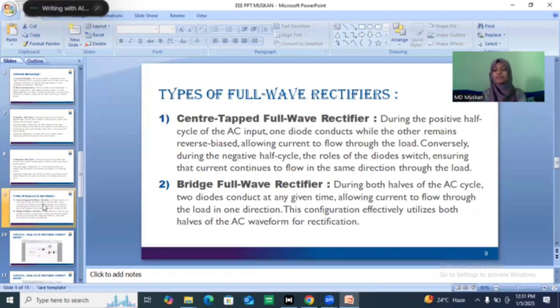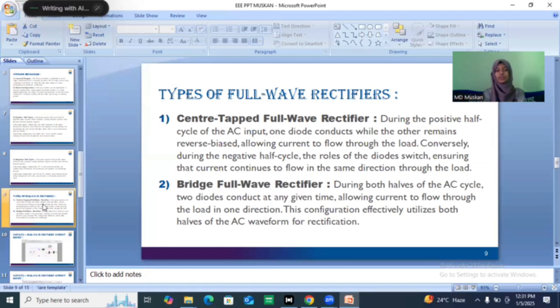Next, coming to the types of full wave rectifier, there are two types: center tap full wave rectifier and bridge full wave rectifier. In the center tap full wave rectifier, during the positive half cycle of an AC input, one diode conducts while the other remains reverse biased, allowing current to flow through the load. Conversely, during the negative half cycle, the roles of the diodes switch, ensuring that current continues to flow in the same direction through the load.